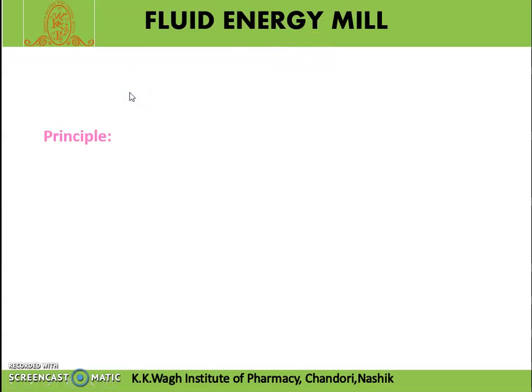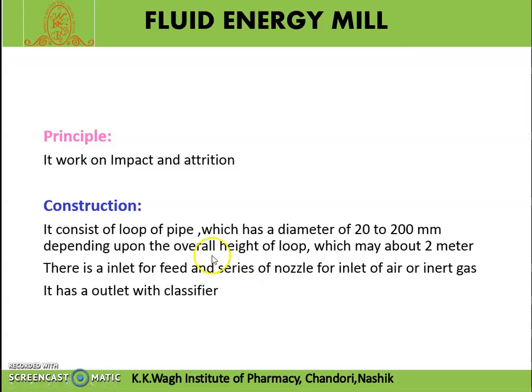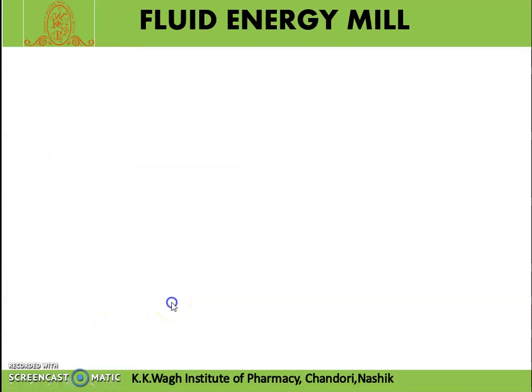The next one is the fluid energy mill. The principle behind the fluid energy mill is that it works on impact and attrition forces. Construction: it consists of a loop of pipe which has a diameter of 20 to 200 millimeter, depending upon the overall height of the loop, which may be about 2 meter. There is an inlet for the feed and a series of nozzles for the inlet of air or inert gases. It has an outlet with the classifier.